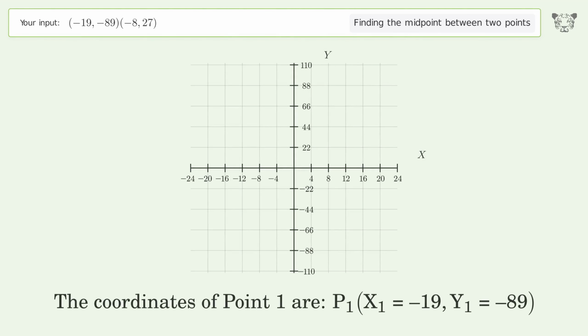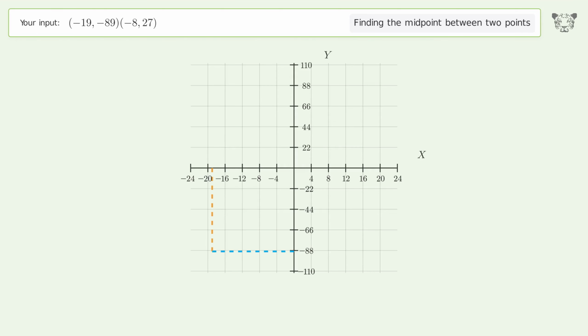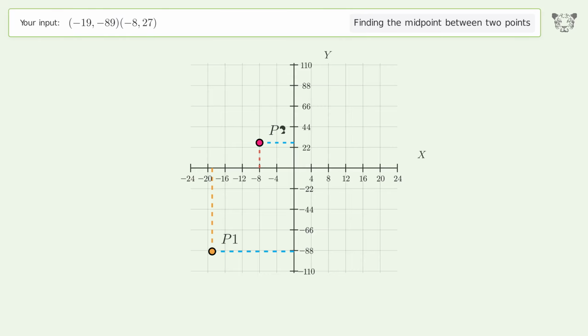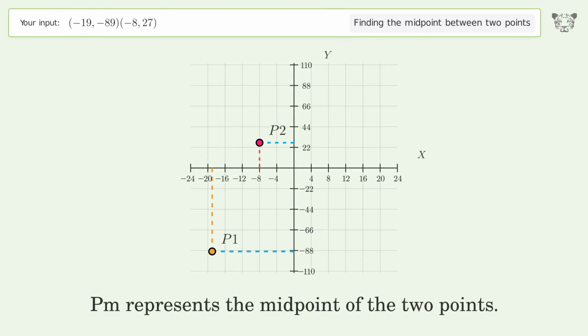The coordinates of point 1 are, x1 equals -19, y1 equals -89. The coordinates of point 2 are, x2 equals -8, y2 equals 27. PM represents the midpoint of the 2 points.